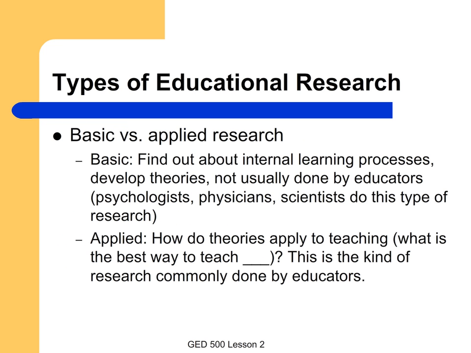There are two basic types of research: basic and applied research. Basic research is what you would call theoretical research. This is where scientists or psychologists might develop theories. It's not usually set up for beginning grad students or beginning researchers.